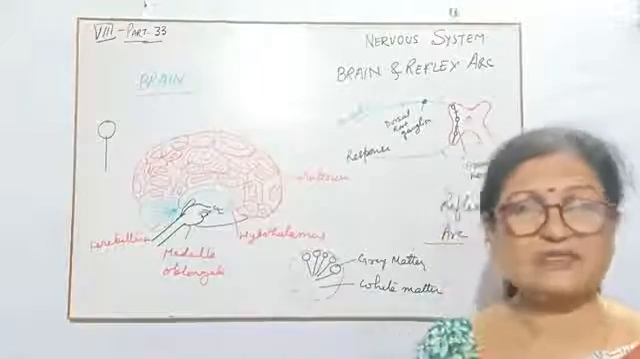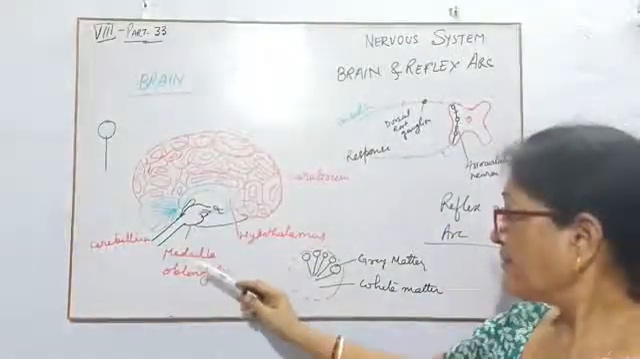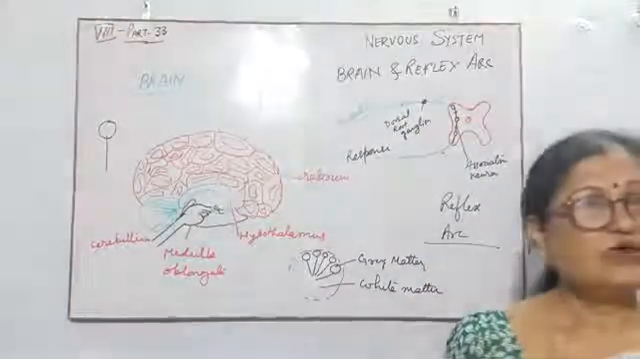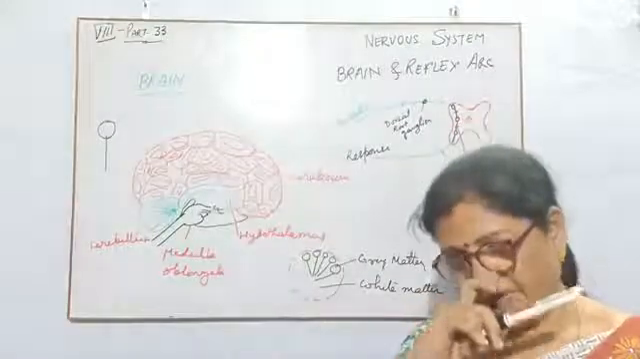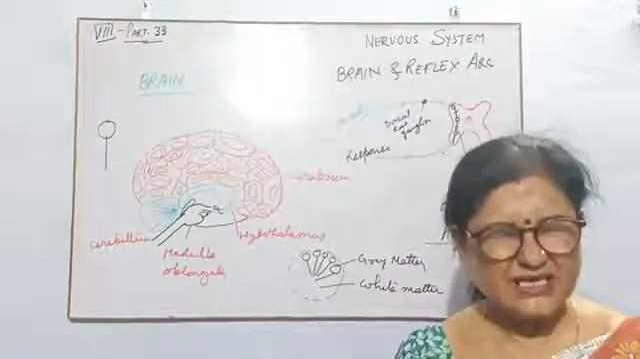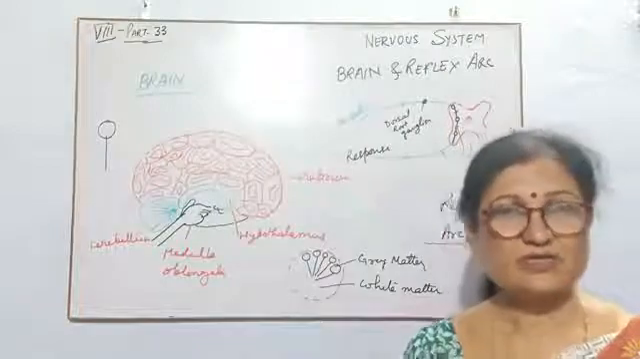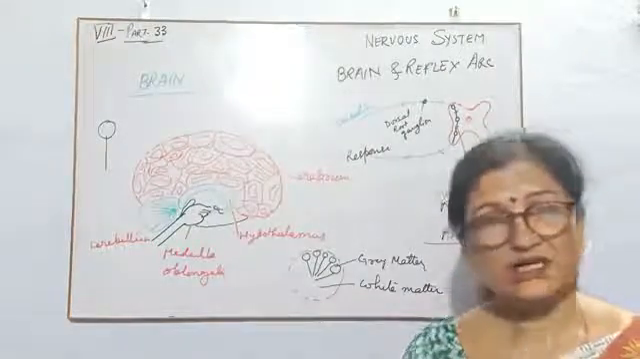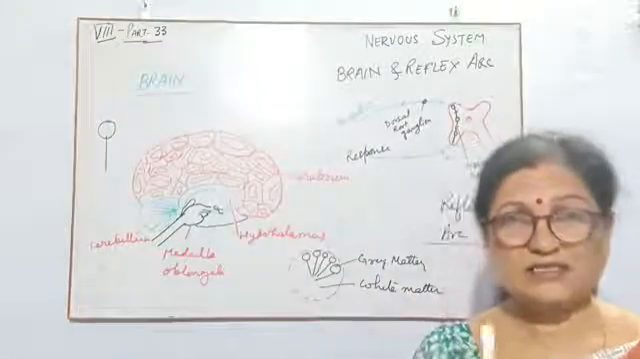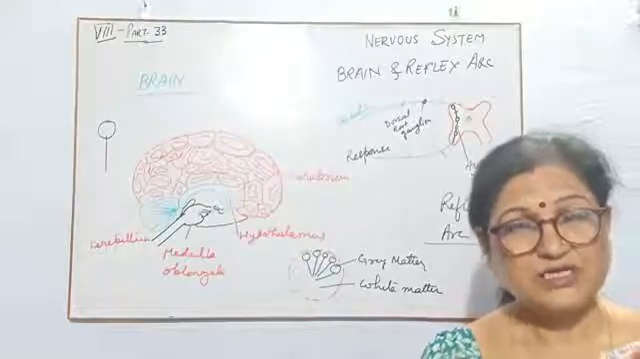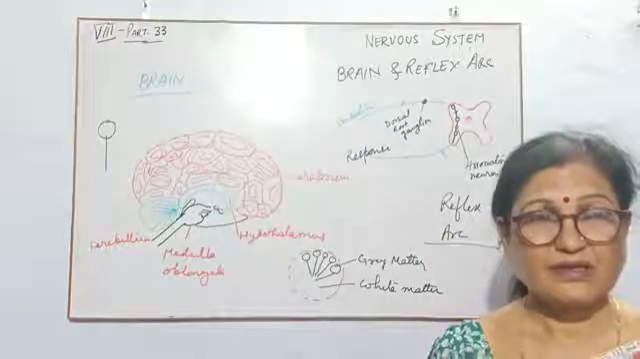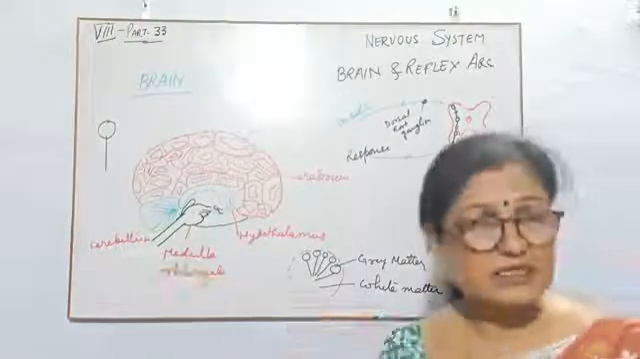So these two things are done by the cerebellum. It maintains the balance of the body, and second, coordinates muscular activities, by which both parts of the body can coordinate with each other. Just suppose we are blinking our eyes, so both the eyes are blinking together. Both the ears are listening the same. Both the eyes are seeing the same thing. And both the legs are walking one after the other. All these things are completed by the cerebellum.